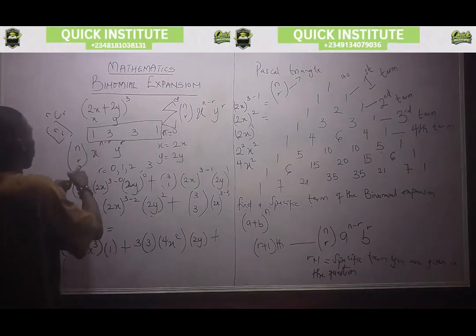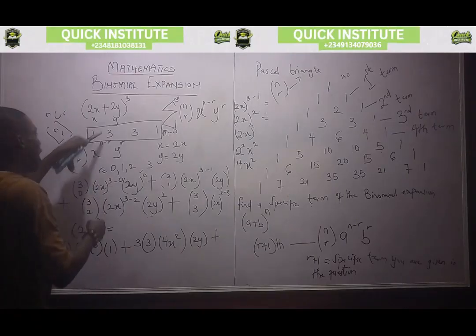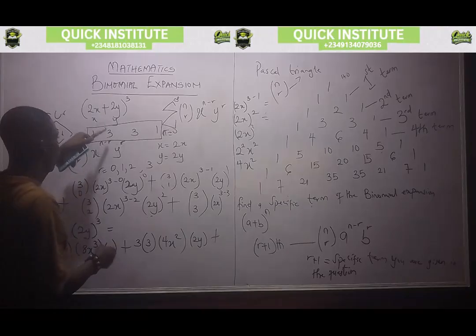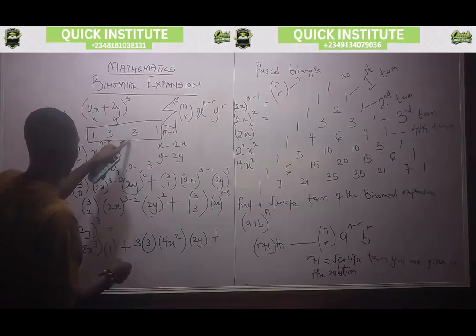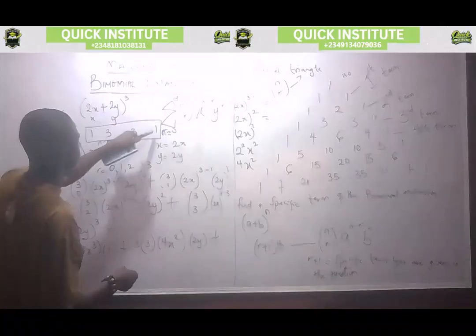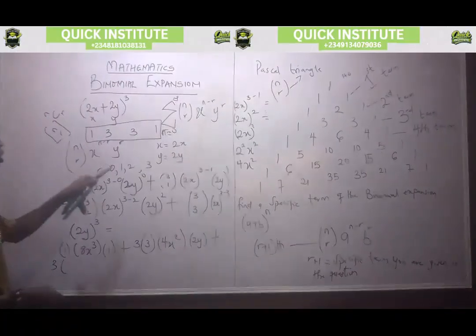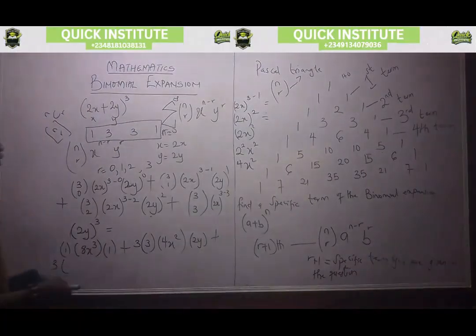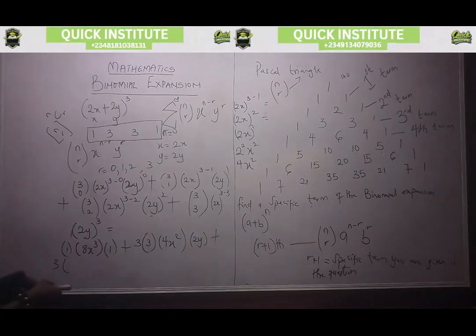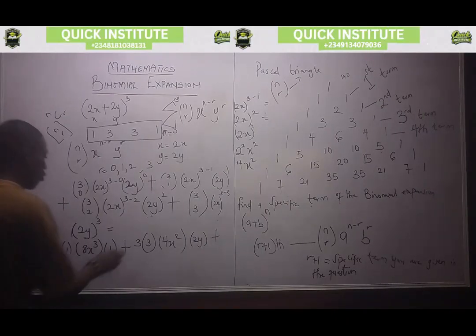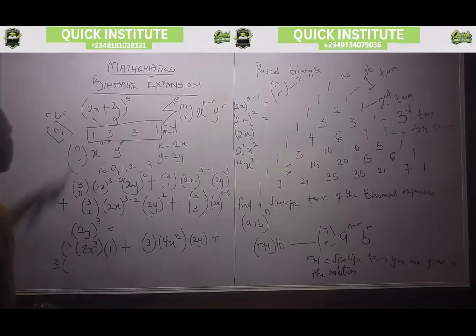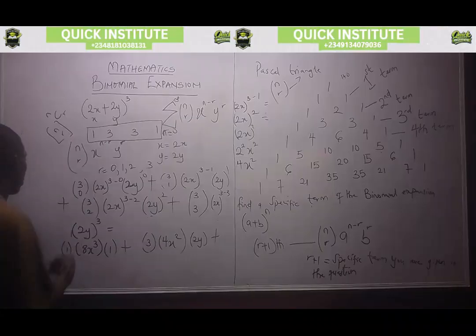So this one stands for 3 combination 0, this 3 stands for 3 combination 1, and this 3 also stands for 3 combination 2. This one stands for 3 combination 3. So that's how it works. Now we've already proved that this Pascal triangle was correct, since you have 1 3, you're having 3 here also. So now 3 combination 2 is 3.